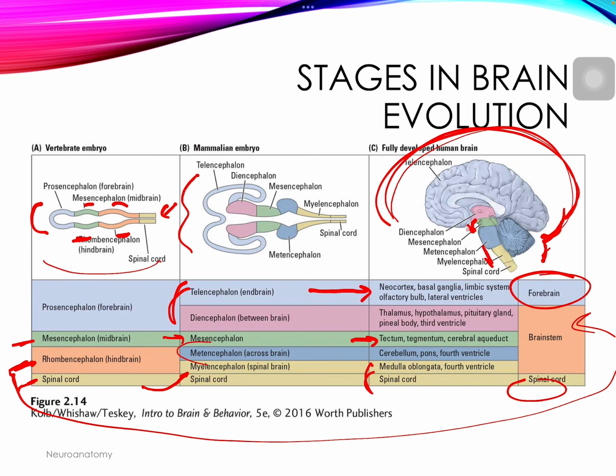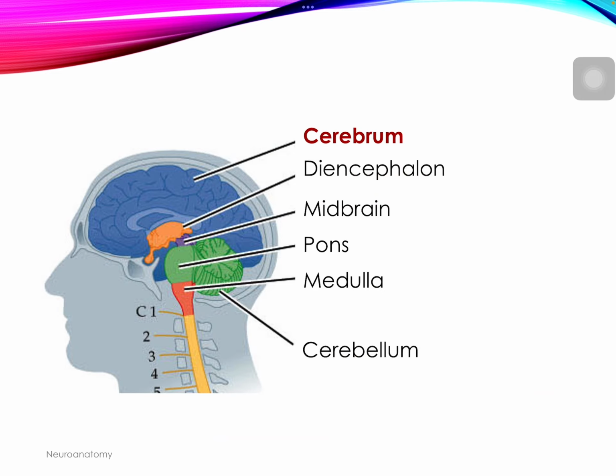And then we don't have this in the vertebrate brain, but in the mammalian brain, you see the metencephalon, which is the across brain, which turns into this dark blue, which is what I was alluding to, which is like the cerebellum, pons, and fourth ventricle. Now, we're going to walk through these structures in a human brain just so that you guys can kind of see how these structures are sort of sectioned out.